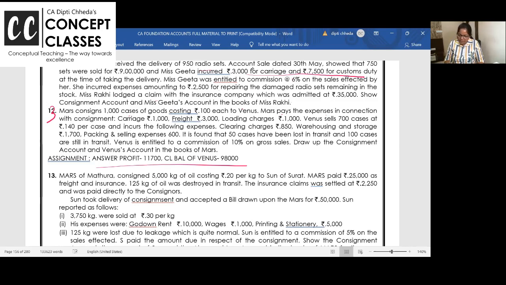Venus has sold 700 cases and Venus incurred clearing expenses. Clearing will come in stock. Warehousing, storage, packing will not come. 50 units are lost in transit.